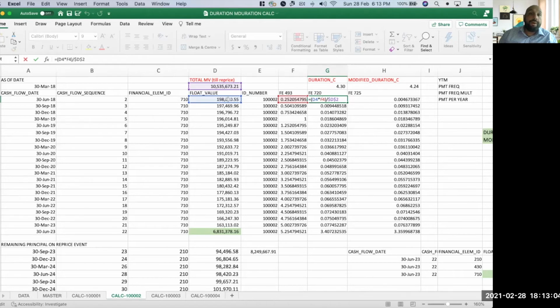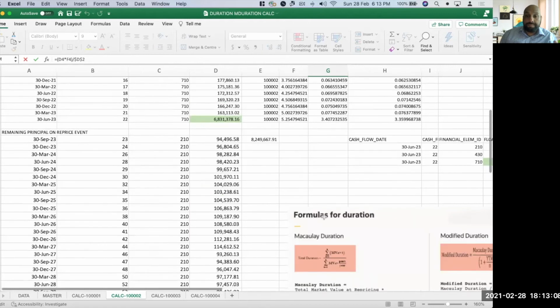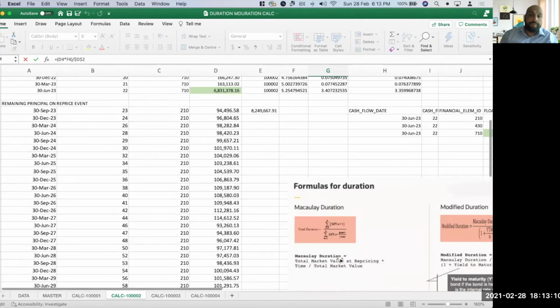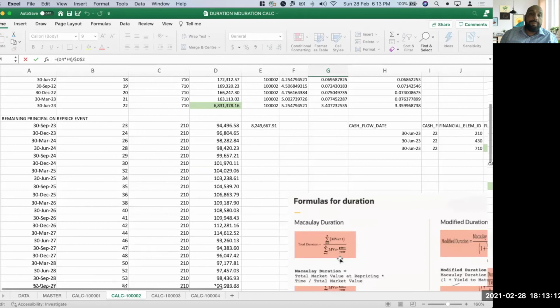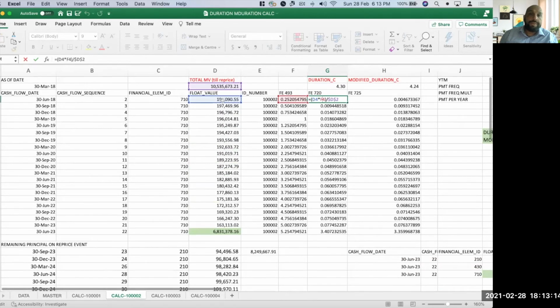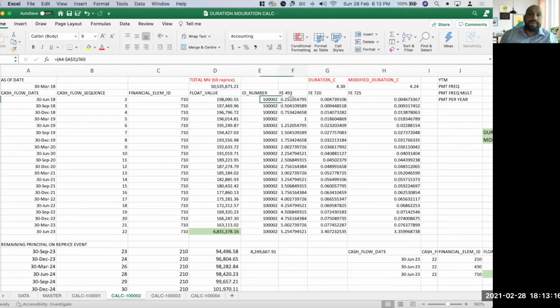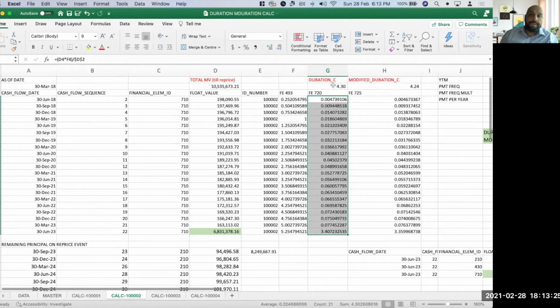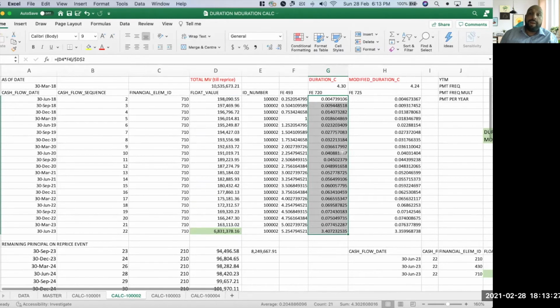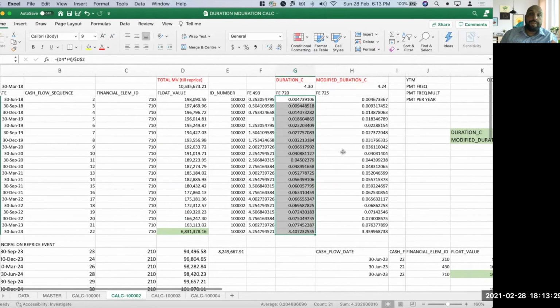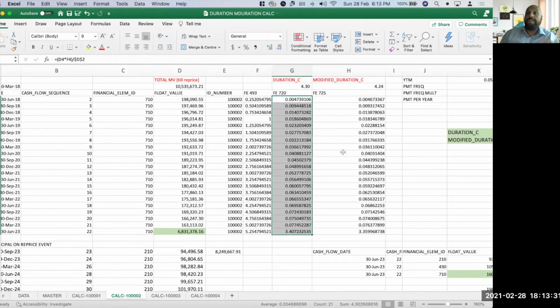It's the total market value of repricing into time divided by the total market value, right? So it's this into this divided by this. And it does it for each of these. And the total of that brings you to 4.30, which is the validation of the calculation, which is how the system arrived at this number.